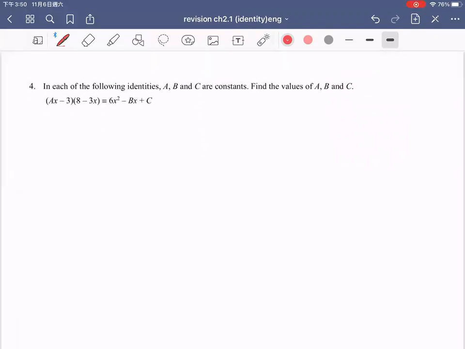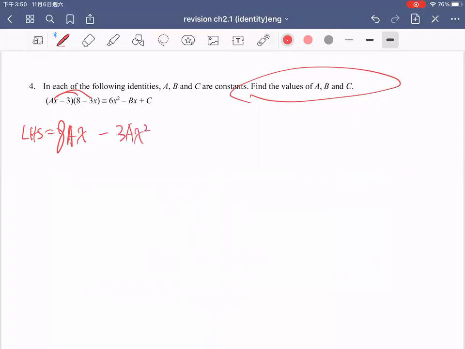And in this question, you have to find the values A, B, and C. Again, left hand side, right hand side. Expand it. 8x times x will do 8ax, right? And then 8x times negative 3, so this one will do negative 24, and this one will do negative 3x times negative 3x, which gives you positive, remember, 3 times 3, 9x.